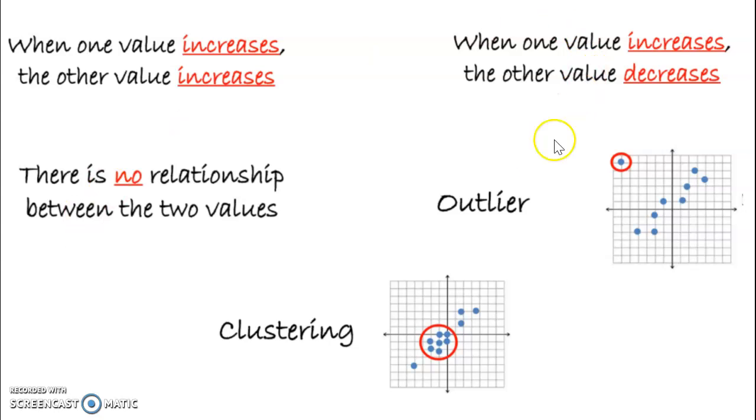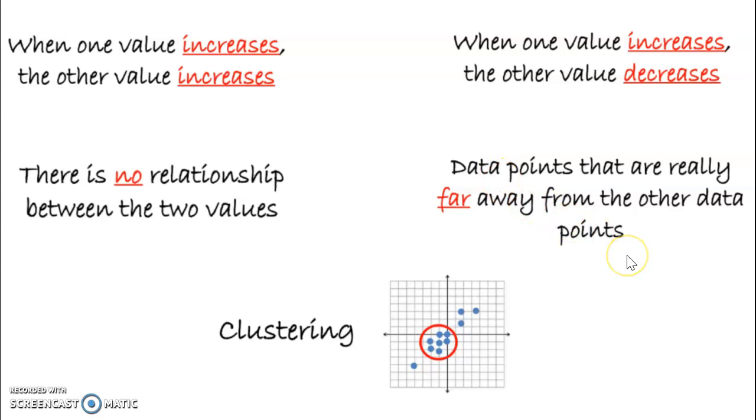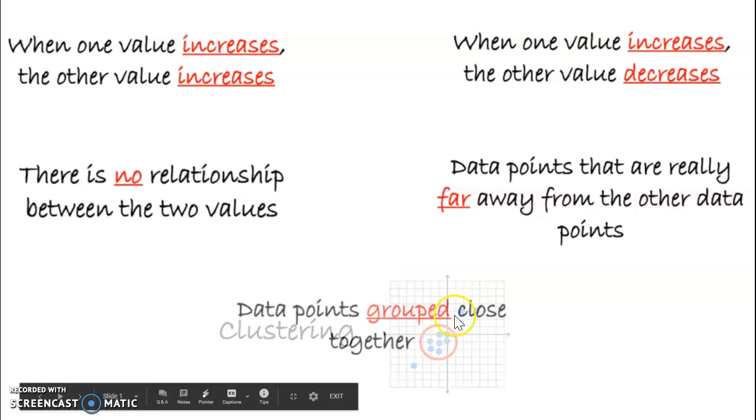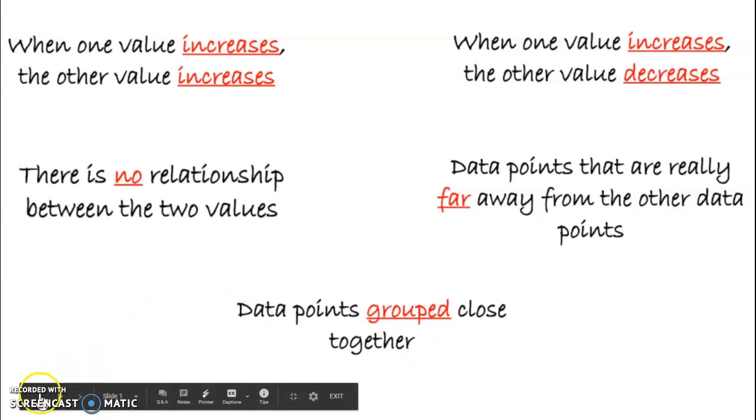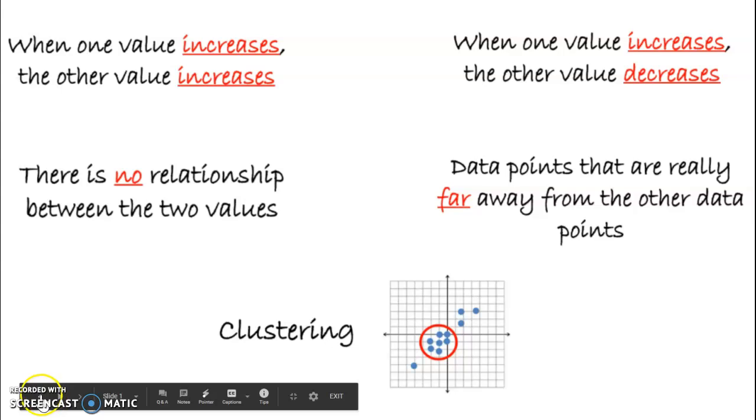So then an outlier, as you can see here, you have the points in your scatter plot, and then you have your outlier. Your outlier has a data point that is really far away from your other data points, okay? And then last but not least, you have clustering. So you have data points that are grouped close together due to clustering.